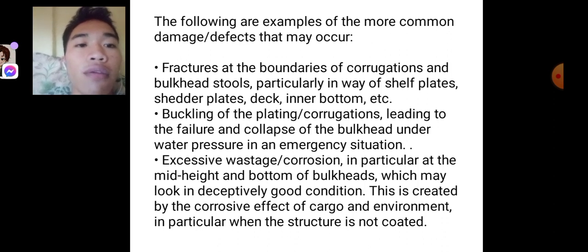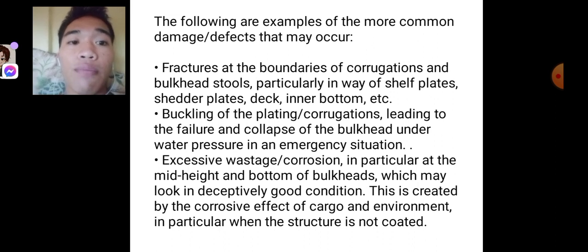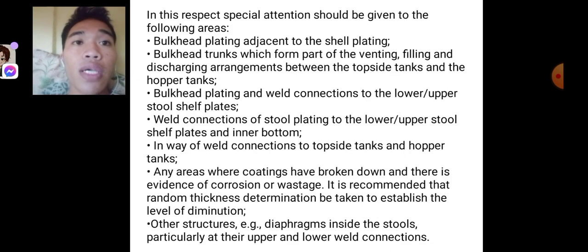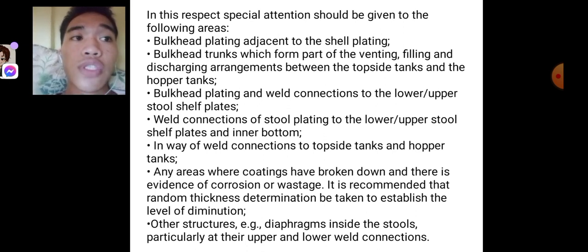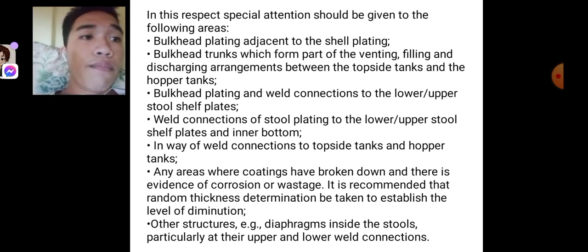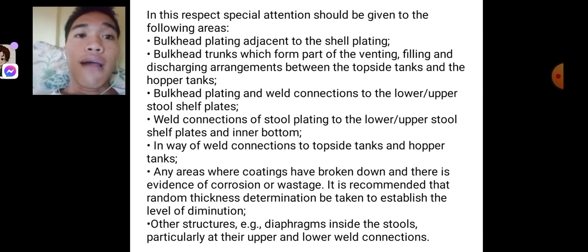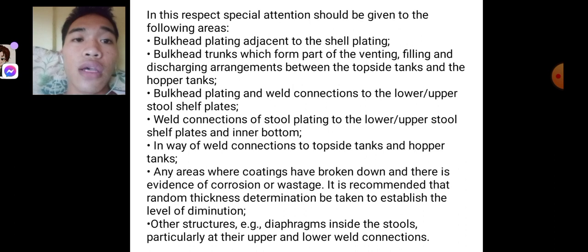This is created by the corrosive effect of cargo and environment, in particular when the structure is not coated. Special attention should be given to the following areas. Bulkhead plating adjacent to the shell plating. Bulkhead trunks which form part of venting, filling, and discharging arrangement before or between the top side tanks and the upper tanks. Bulkhead plating and weld connection to the lower or upper stool shell plates. Weld connection of stool plating to the lower or upper stool shelf plates and inner bottom. In way of weld connections to topside tanks and upper tanks. In any areas where coatings have been broken down and there is evidence of corrosion or wastage.